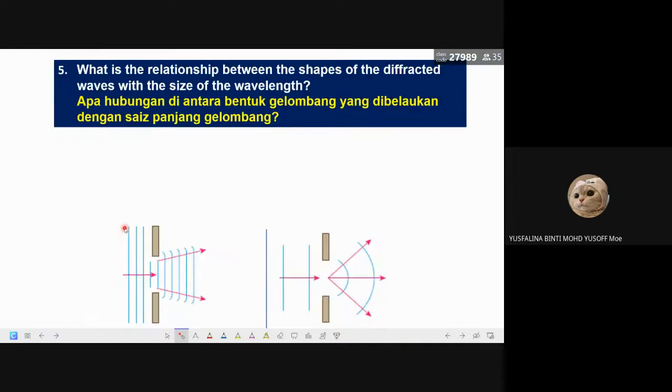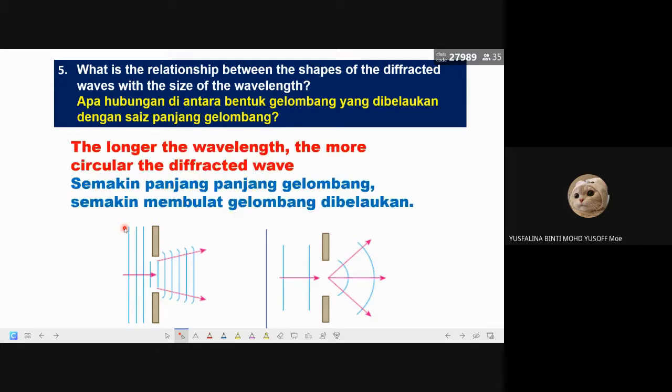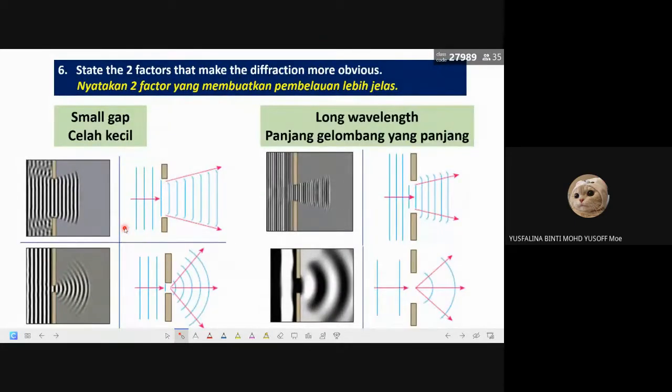Okay. So what is the relationship between the shapes of the diffracted wave and the size of the wavelength? The longer the wavelength, the more circular the diffracted wave. So it means that the effect of the diffraction is more obvious. Okay. So state the two factors that make the diffraction more obvious.